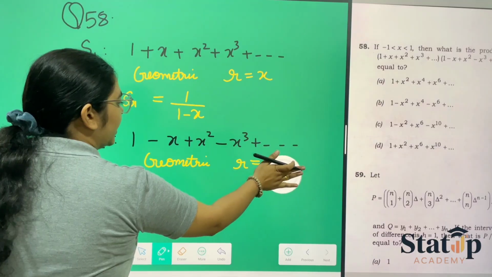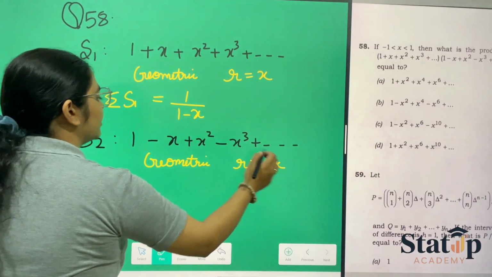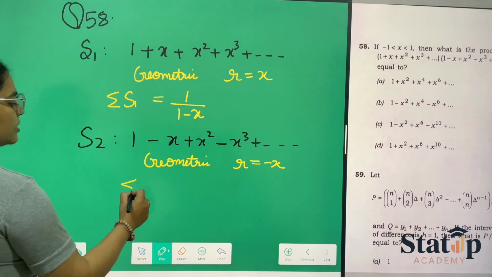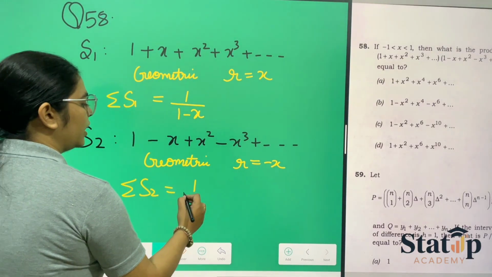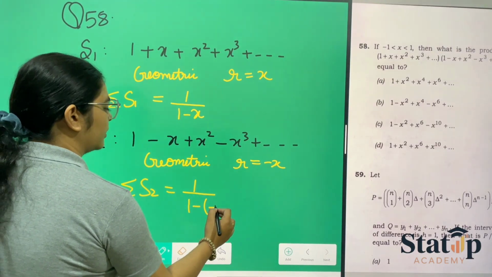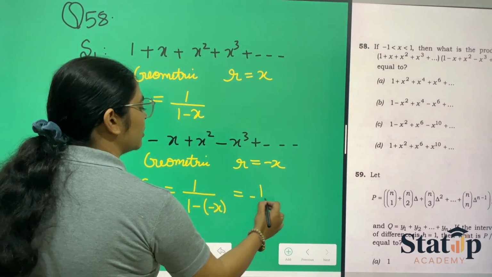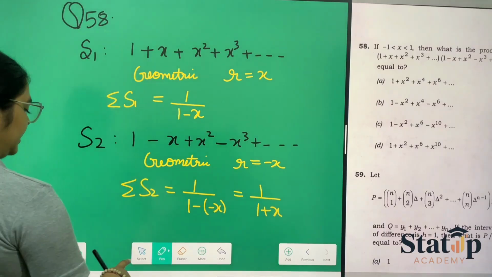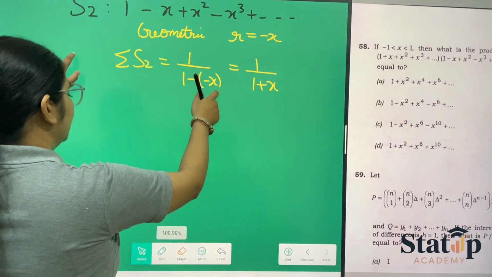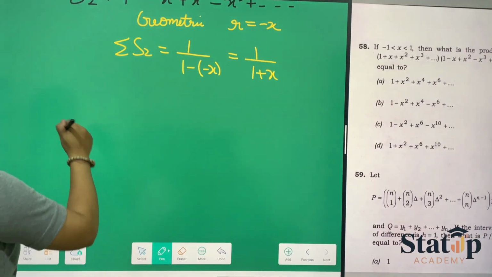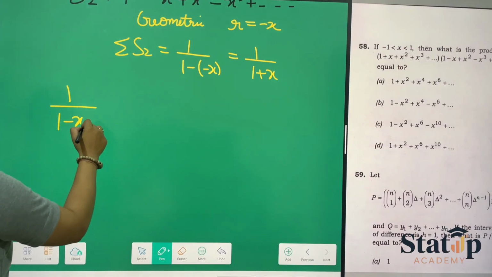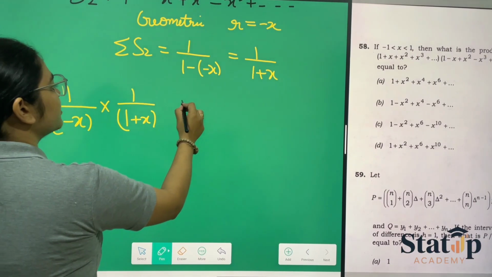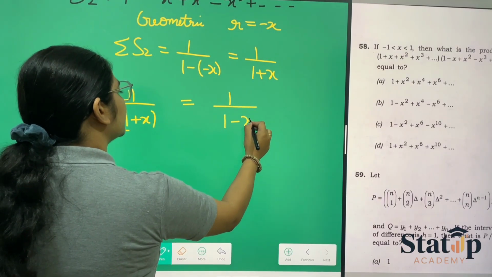and here the ratio is minus x, as you all can see. I have multiplied by minus x every term with every term, and then I have got the series. So the sum of the second series will be 1 upon 1 minus r, so it will be 1 upon 1 plus x. Now we have to multiply these two terms. So multiplying these two terms is 1 upon 1 minus x into 1 upon 1 plus x. This will give us 1 upon 1 minus x square.